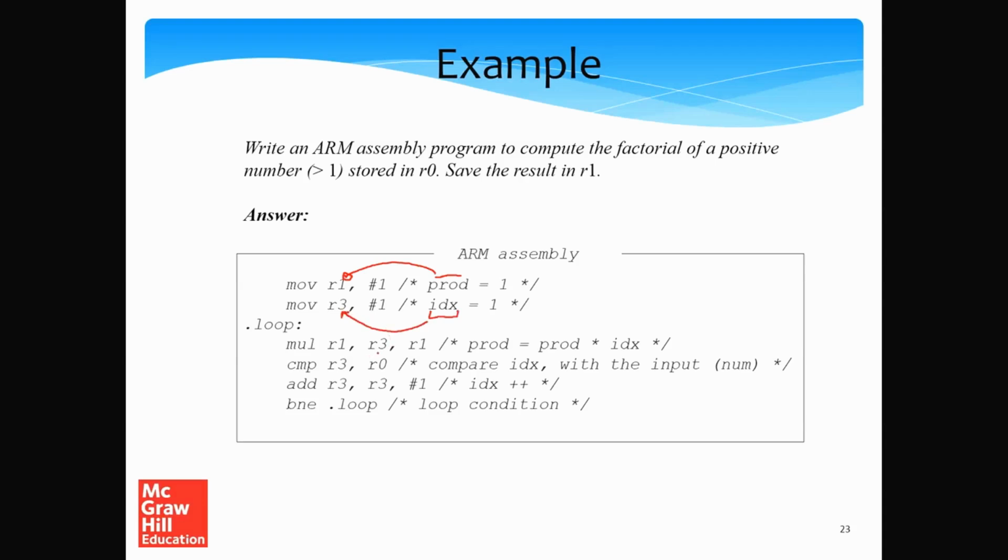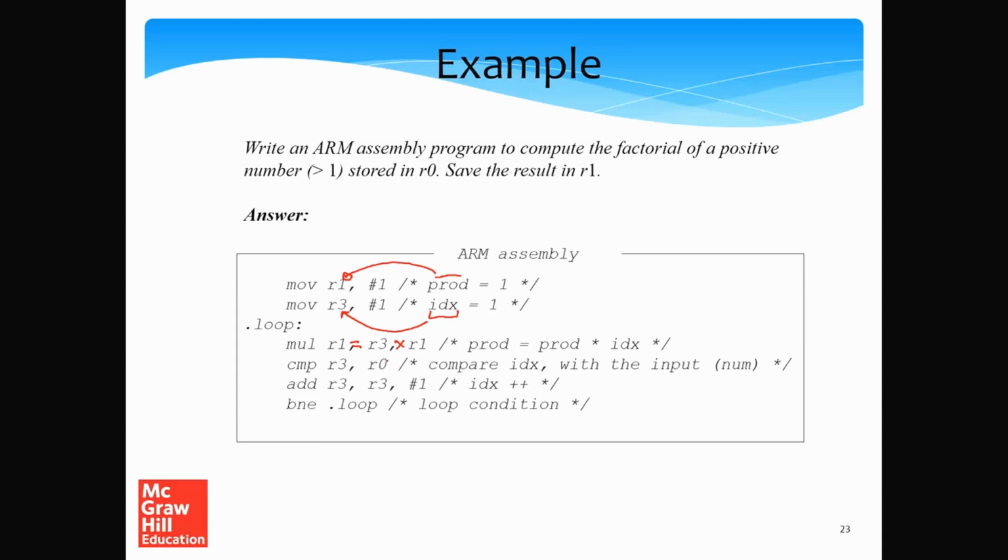So let's start. Since we know that the number is greater than 1, we can happily start with the multiplication and check later. So let's first do the multiplication, which is prod equals prod times IDX. In this case, I multiply the index, which is in R3, with the current product in R1 and save it in R1.